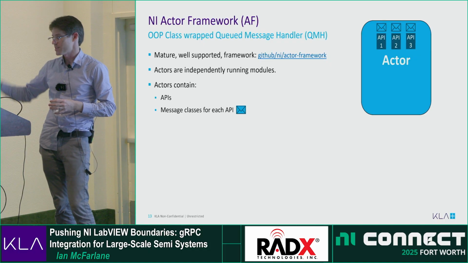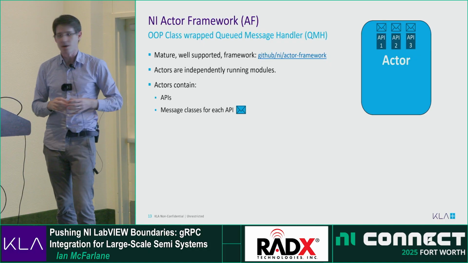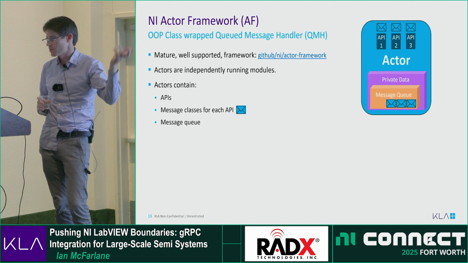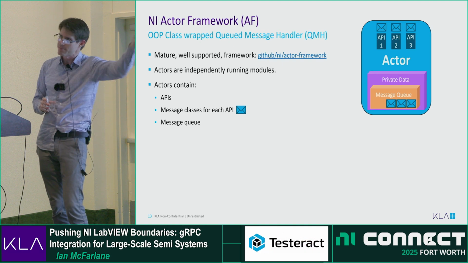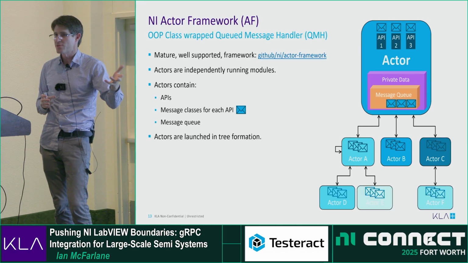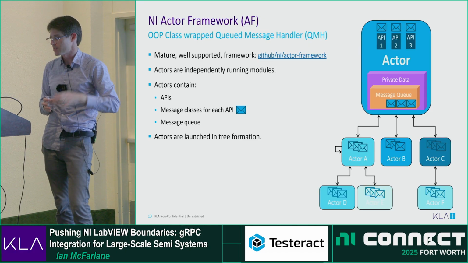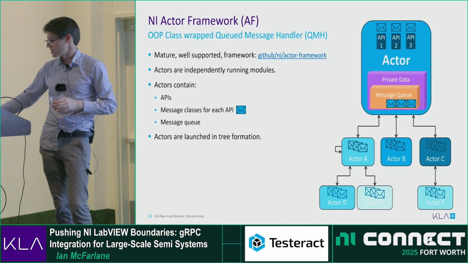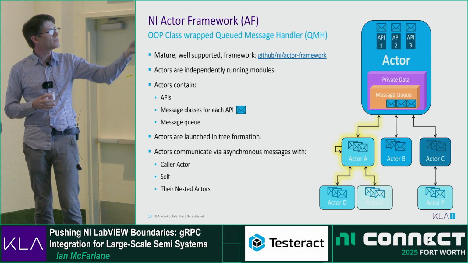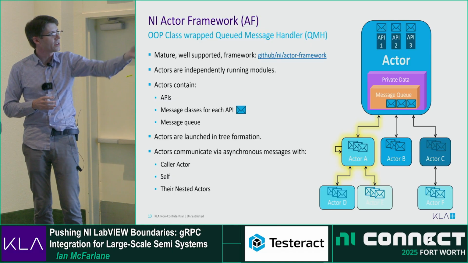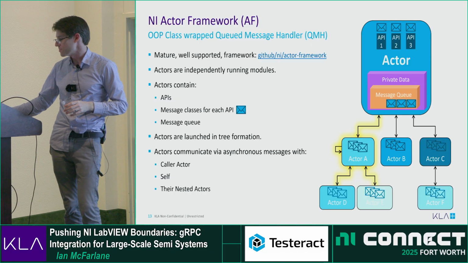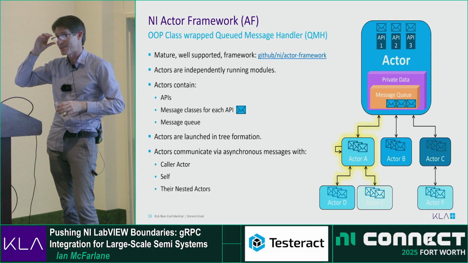I'm going to be using a little envelope to indicate message classes. Inside you have private data and a message queue. Well, technically a reference to a message queue, but whatever. And you then launch them in a tree formation with a root actor, a caller actor, and other actors can call other actors if they are themselves or their caller or their children. So you can communicate with ones that are adjacent in this tree formation. And that's it for Actor Framework.